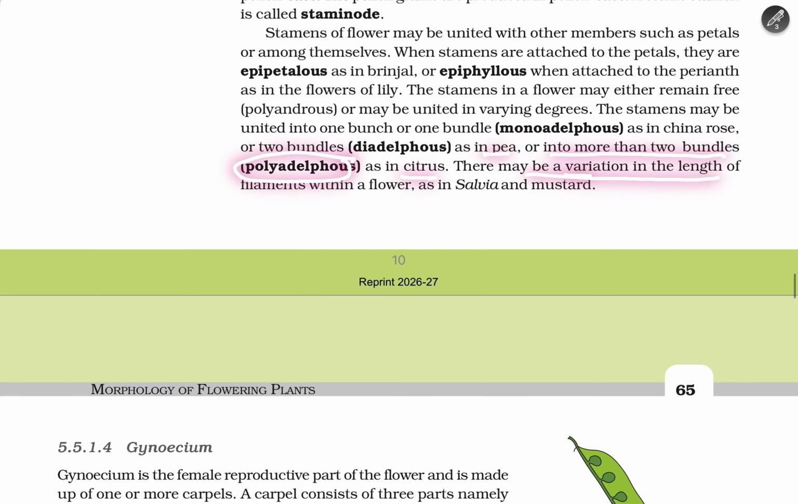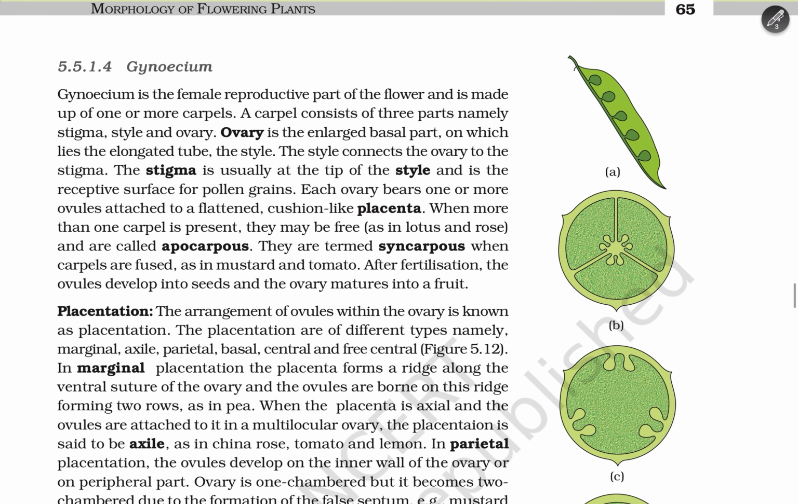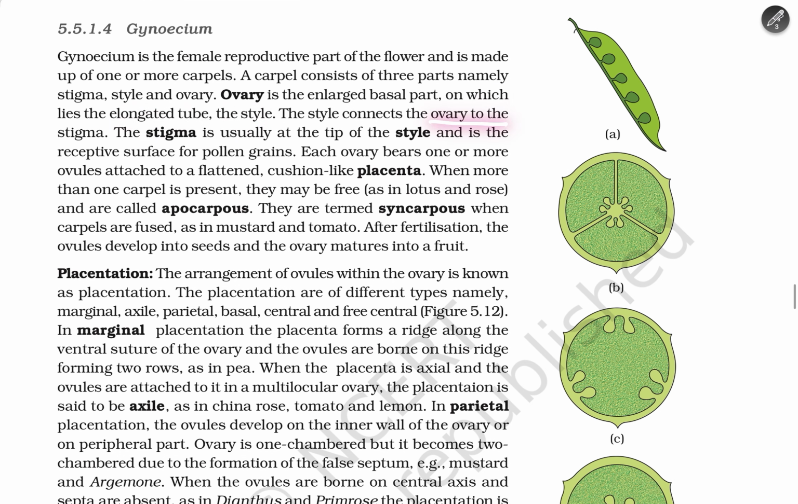There may also be variations in the length of the filaments within a flower, as in salvia and mustard. Gynoecium. Gynoecium is the female reproductive part of a flower. It is made up of one or more carpels. A carpel consists of 3 parts, mainly the stigma, style and ovary. Ovary is the enlarged basal part, on which lies the elongated tube, the style. The style connects the ovary to the stigma. Stigma is usually at the tip of the style, and it is the receptive surface for pollen grains.